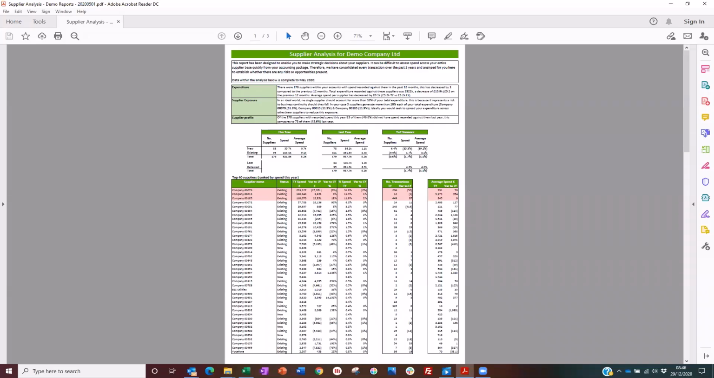Supplier Analysis Report is a detailed review of a business's supplier base. It can be difficult to assess spend across your entire supplier base from your accounting package. Therefore, every transaction over the past 3 years has been consolidated to establish whether there are any risks or opportunities present.